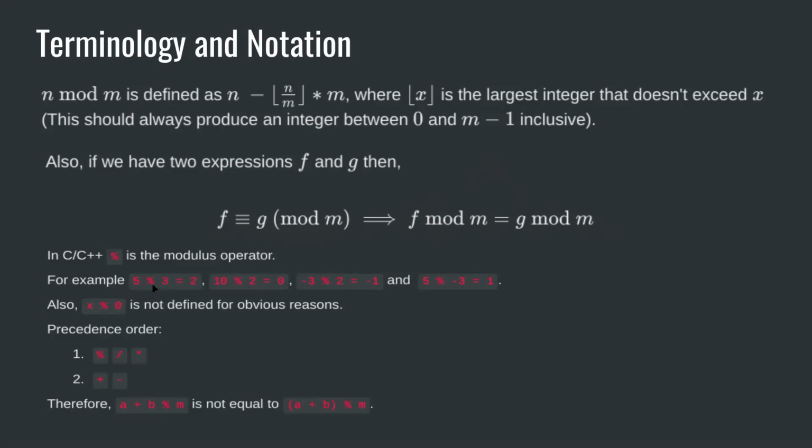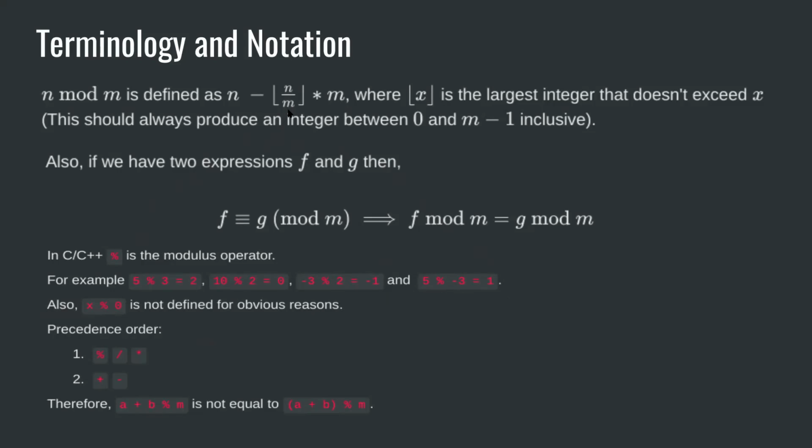So let's solve a few examples based on mod operations. 5 mod 3 will be 2. Simple. 10 mod 2 is 0. Now what is minus 3 mod 2? Minus 3 mod 2 will be minus 1. Again, it's not important. You can just add 2 to it and say that it's 1. To any result you get, you can add a multiple of m and the answer will be the same. Like minus 1 is equivalent to 1, is equivalent to 3, is equivalent to 5 with respect to mod 2, and 5 mod 3 is minus 1. Also keep in mind that x mod 0 is not defined in C++ for an obvious reason, division by 0.